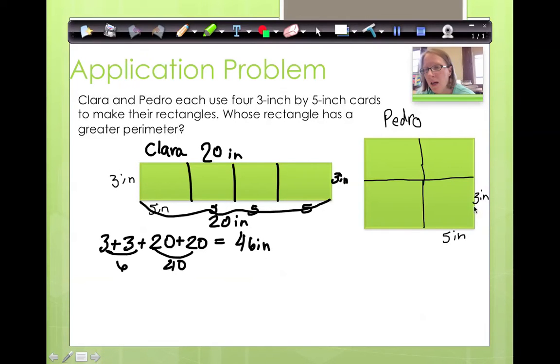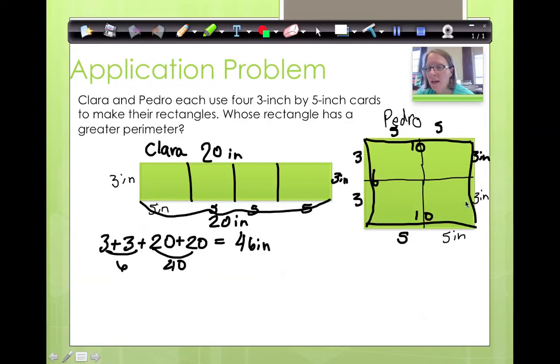Okay, Pedro, it's a little bit more complicated. So we've got to add 3 inches here. This is going to be 5 inches. This will be 5 inches. Remember, the opposite side is going to be 3 inches, and this will be 3 inches. Okay, and this will be 5. So this tells me that this length is 10. This length is 6, because 3 plus 3 is 6. 5 plus 5 is 10. So when we add up Pedro's, this side will be 10, and this side will be 6.